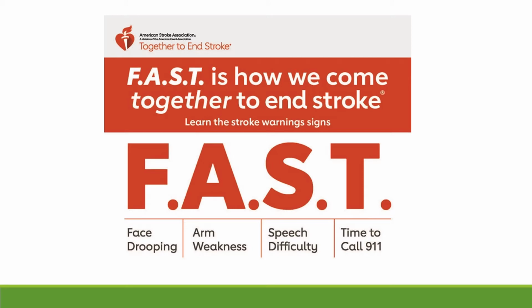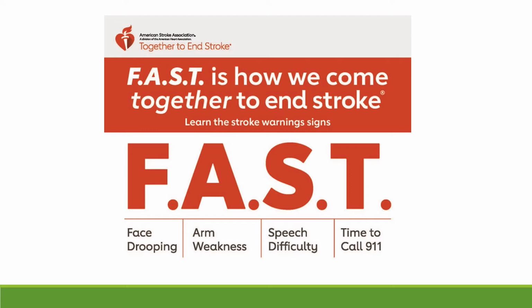So FAST. We've all been taught this by lots of public health campaigns. This is how we can find out about strokes. So F is for facial drooping. We're going to want the patient to smile and see if one side is not going up. Or if they have a toothy smile, you can count how many teeth are on each side of the middle. And then you can also notice some subtle changes about drooping.